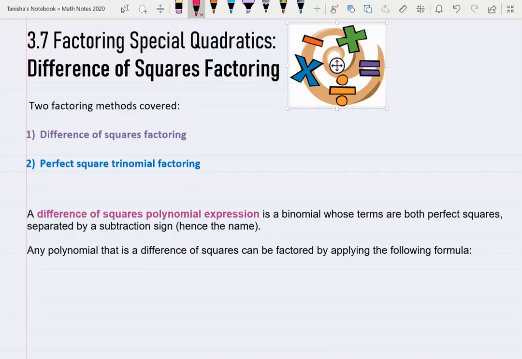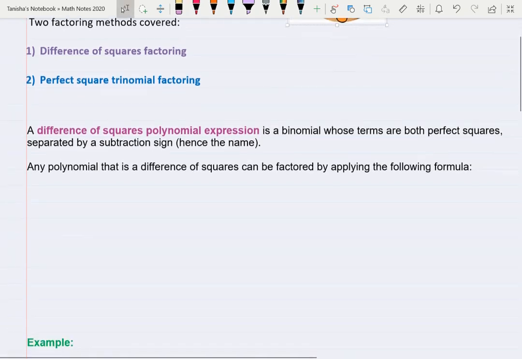In today's session, we're going to be factoring special quadratics, starting with difference of squares polynomial expressions. A difference of squares polynomial expression is a binomial whose terms are both perfect squares separated by a subtraction sign. So any polynomial that is a difference of squares can be factored by applying the following formula.